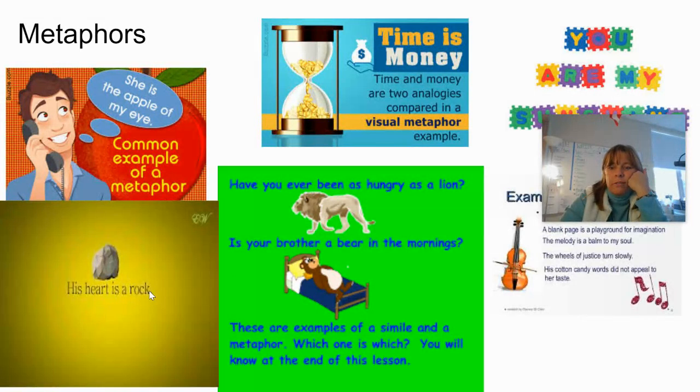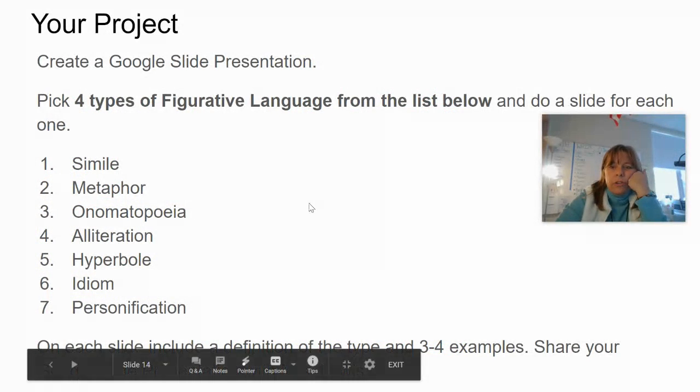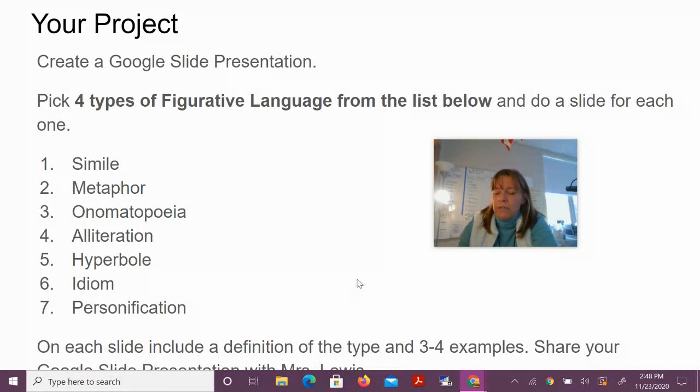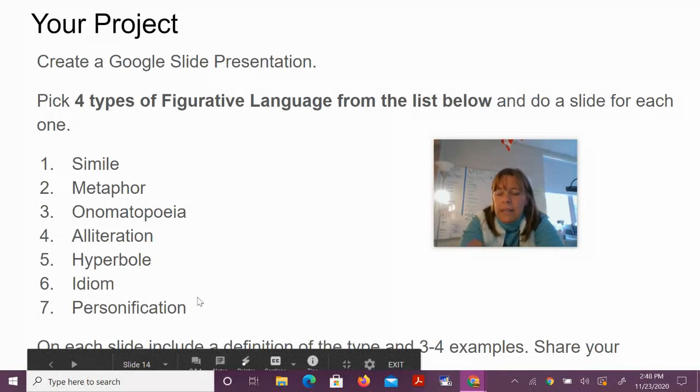Okay, so your project is going to be to start a Google slide presentation. Pick 4 out of the 7 that I just went over with you, and I want you to do a slide for each one. So include the definition on the slide and 3 or 4 examples. You can type the examples in a text box. You can include a picture of one, like I did, if that helps.